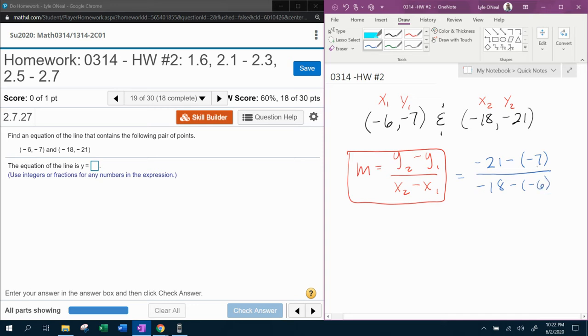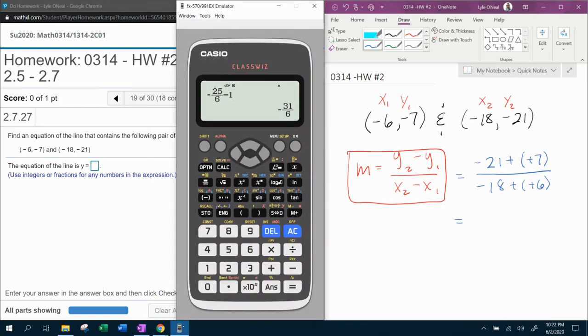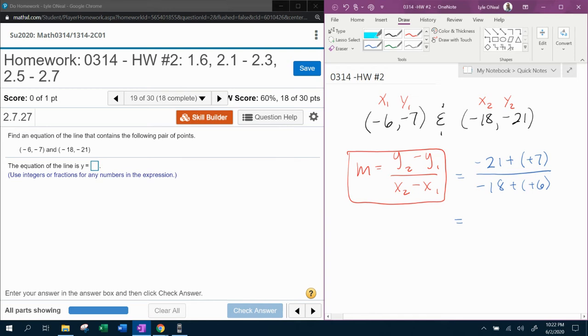And do you see me putting those in parentheses? That's because parentheses indicate multiplication, and a negative times a negative makes a positive. So those are both going to turn into pluses. So that's going to be -21 plus 7. And if you don't mind, I'm going to check that with the calculator. -21 plus 7, -14.